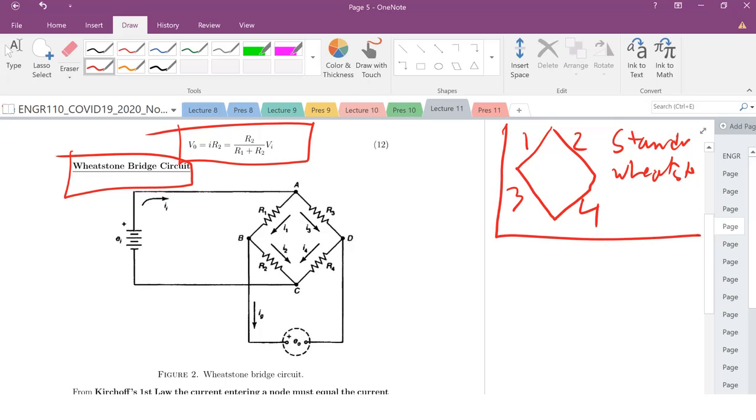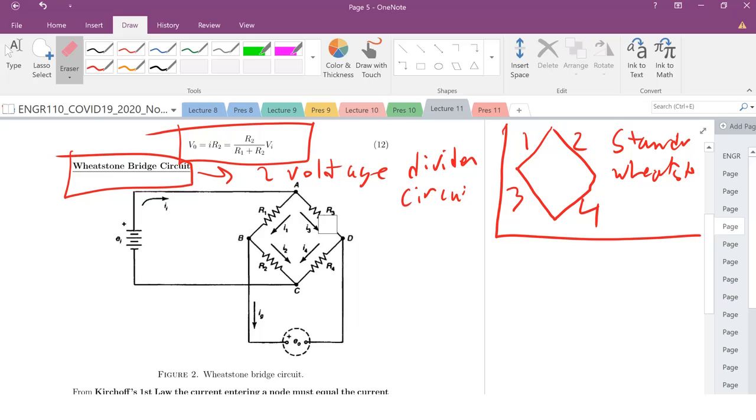So Wheatstone bridge, do you notice something here? A Wheatstone bridge is basically just two voltage divider circuits. So we see here and here, and here and here. It's essentially just two voltage divider circuits.